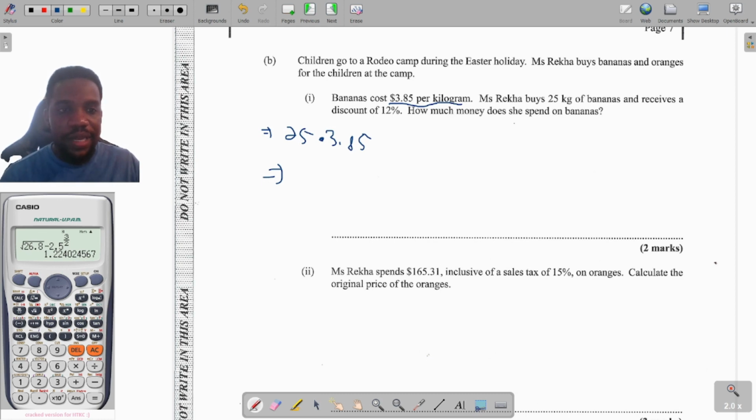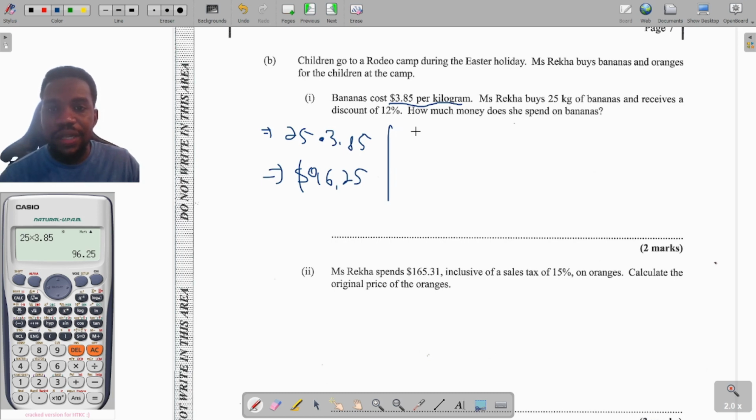All right, let's pull up the calculator. So I'm gonna have, let's clear this, 25 multiplied by $3.85. All right, and of course I'm gonna turn it into a decimal. That's $96.25. So I'm gonna have $96.25. This is the total. Now my discount is 12%.